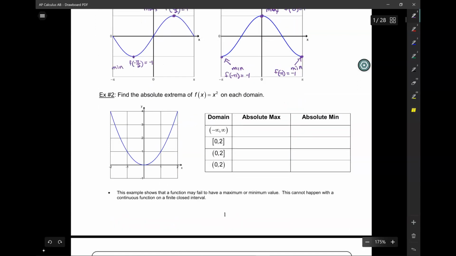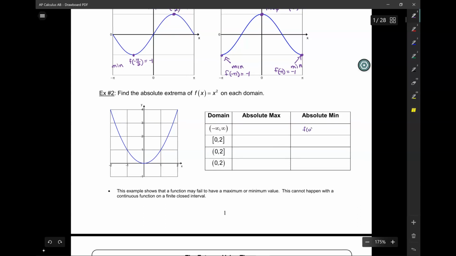All right, let's go talk about absolute maxima here. Okay, I have here different domains, and given each domain, we have to talk about absolute minimum and absolute maximum. So take a look here. When the domain is negative infinity to positive infinity, so the entire life of this parabola, this is f of x equals x squared. Well, let's do minimum first, because that's easier. The minimum is f of 0 equals 0. Is that right? Okay. How about absolute max?